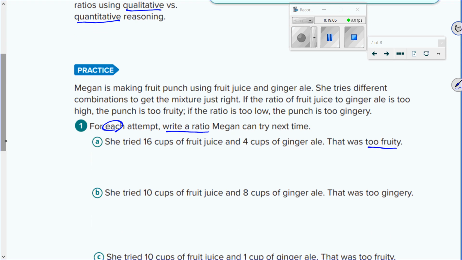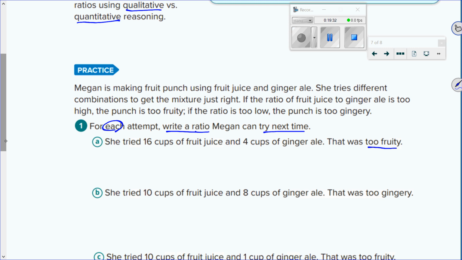Number 1, Megan is making a fruit punch using fruit juice and ginger ale. She tries different combinations to get it just right. If the ratio of fruit juice to ginger ale is too high, the punch is too fruity. If it's too low, the punch is too gingery. Here's your key. For each attempt, you're going to write the ratio she can try next time. In other words, you're going to change the ratio based on what they've given you.